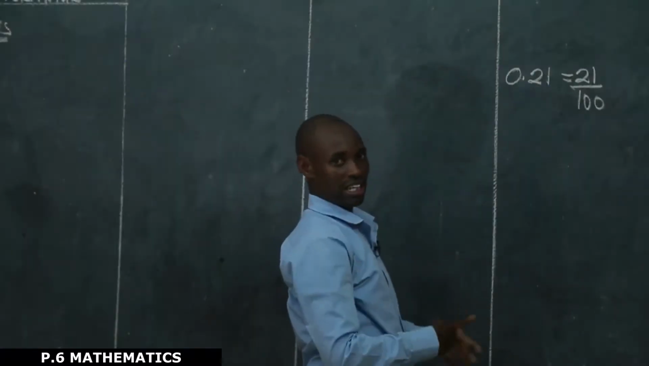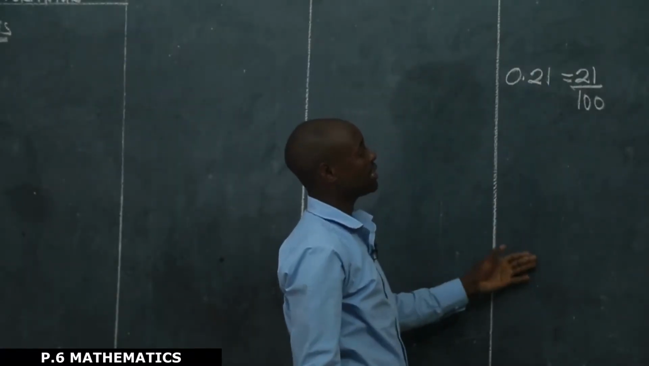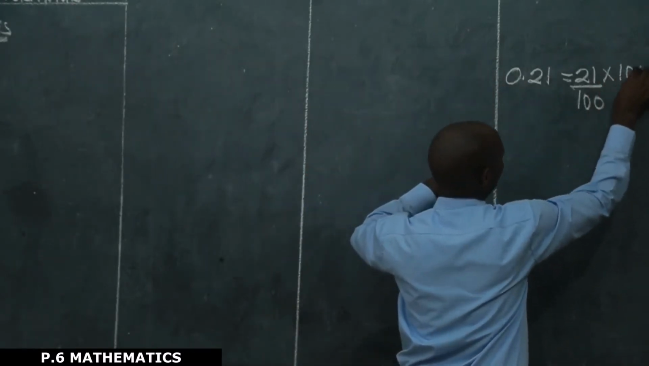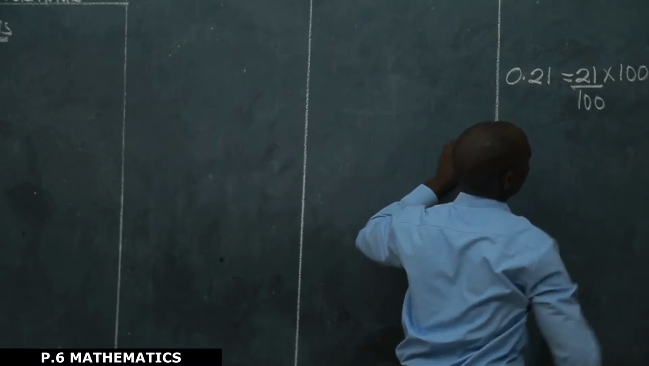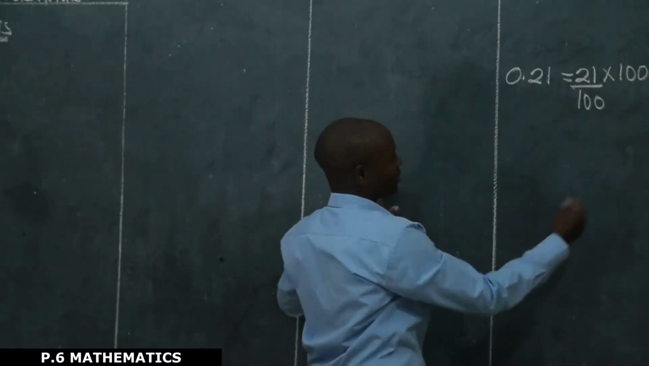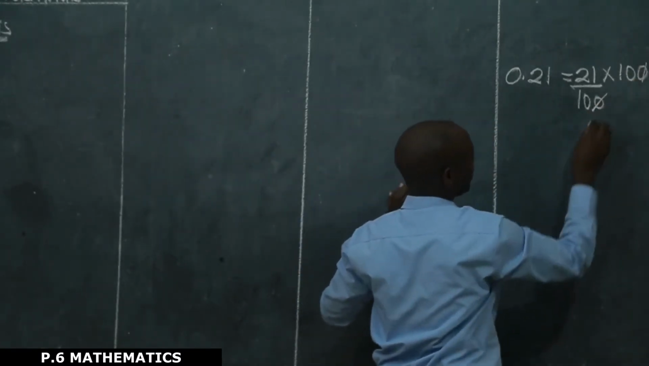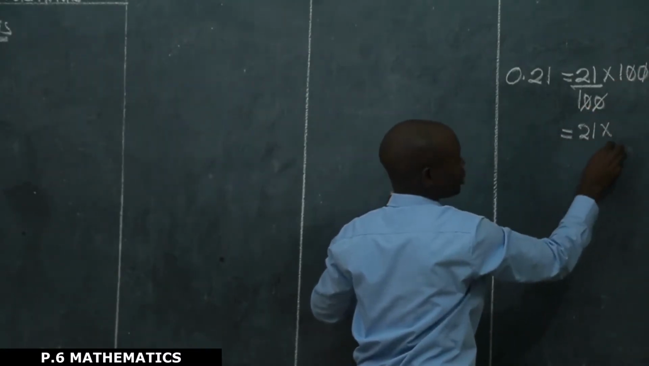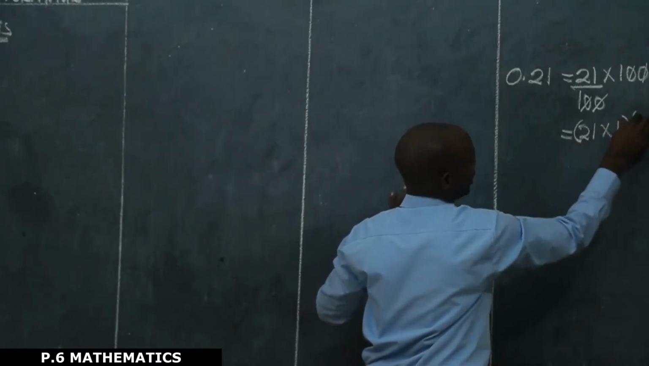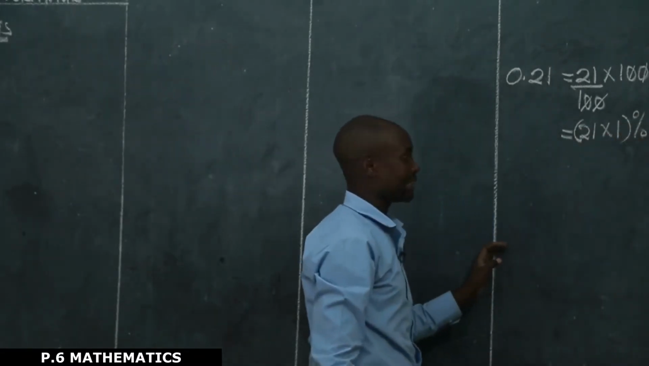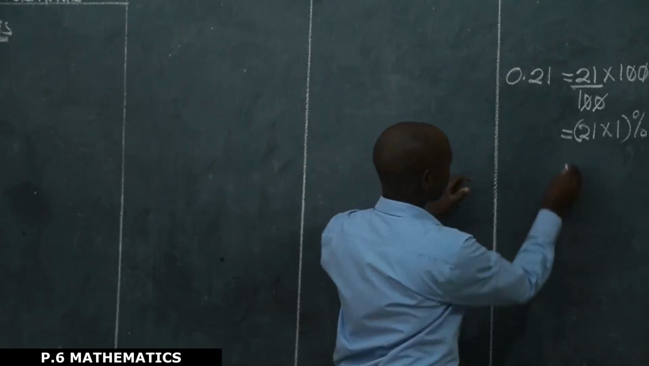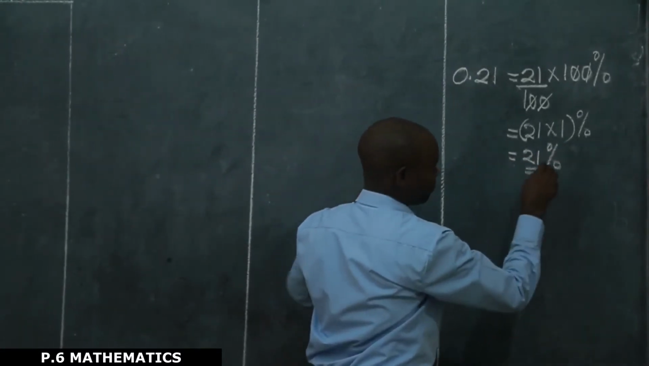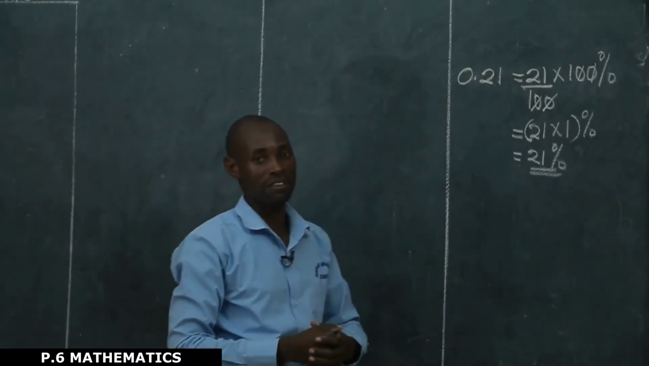So I told you that for any fraction to be converted into a percentage, you must multiply that fraction by 100%. Okay? Then you reduce. This 0 will go with that. This one will go with this. Then you will remain with the 21, which you are supposed to multiply by 1. Then you maintain a symbol for percentage. So 21 times 1, this one is going to give us 21%. Basically, this is what we looked at in our previous lesson.